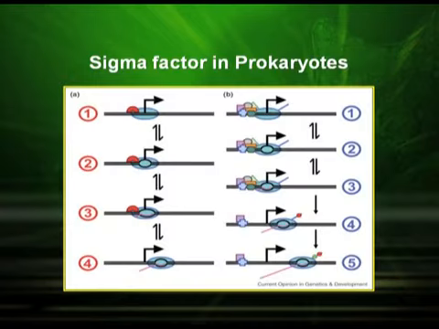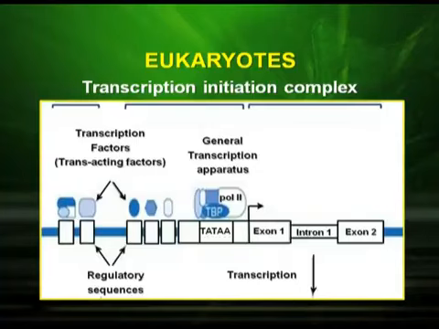The following diagram shows the sigma factor in the prokaryotes. The sigma factor is the initiation factor that binds with the RNA polymerase and starts the initiation process. But in the case of eukaryotes, during the formation of the transcription initiation complex, we have regulatory sequences and then a general transcription apparatus which has a TATA box where the RNA polymerase comes and binds.